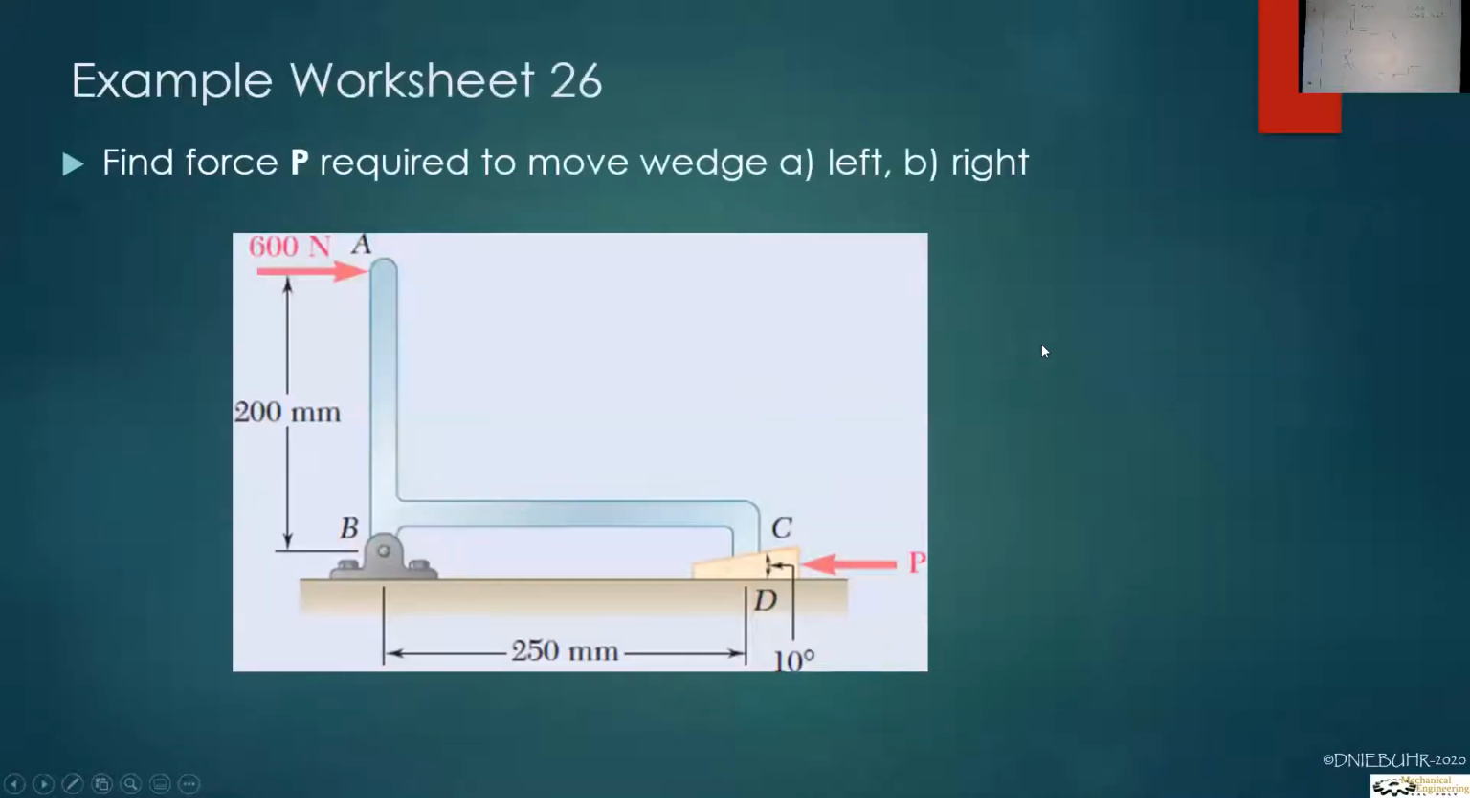So here's our example, and this is right off the worksheet. So here we have something similar. We have the wedge down here. It's a 10-degree wedge. And then we have a 600 Newton force applied here. So as we can imagine, if we apply a force here, it's going to push down here. And what we want to know is, given that force, how much effort or force P do we need in order to move that to the left?